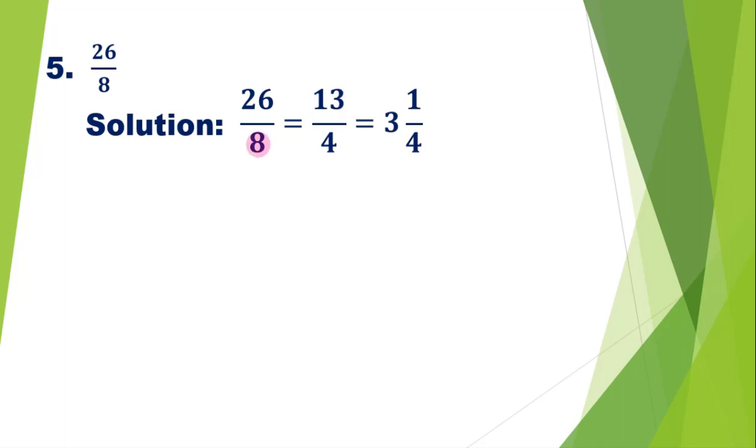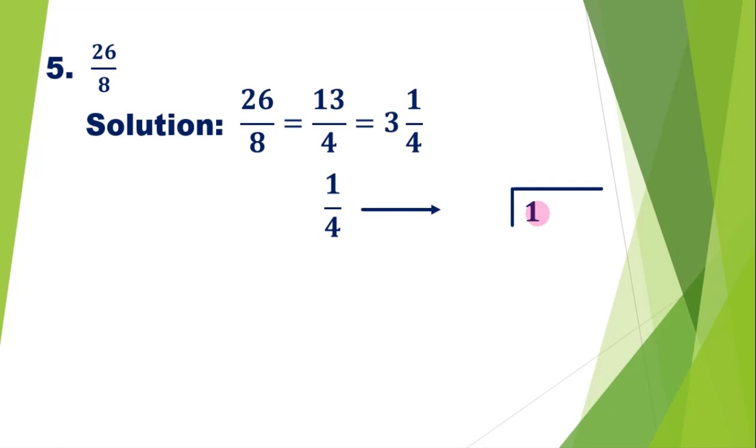So we can divide both 26 and 8 by 2. 26 divided by 2 is 13, and 8 divided by 2 is 4. Reducing this fraction, 26/8 into 13/4. This equals a mixed number, 3 and 1/4. Our goal is to make 1/4 a decimal number. We cannot change the whole number; it's already a whole number.